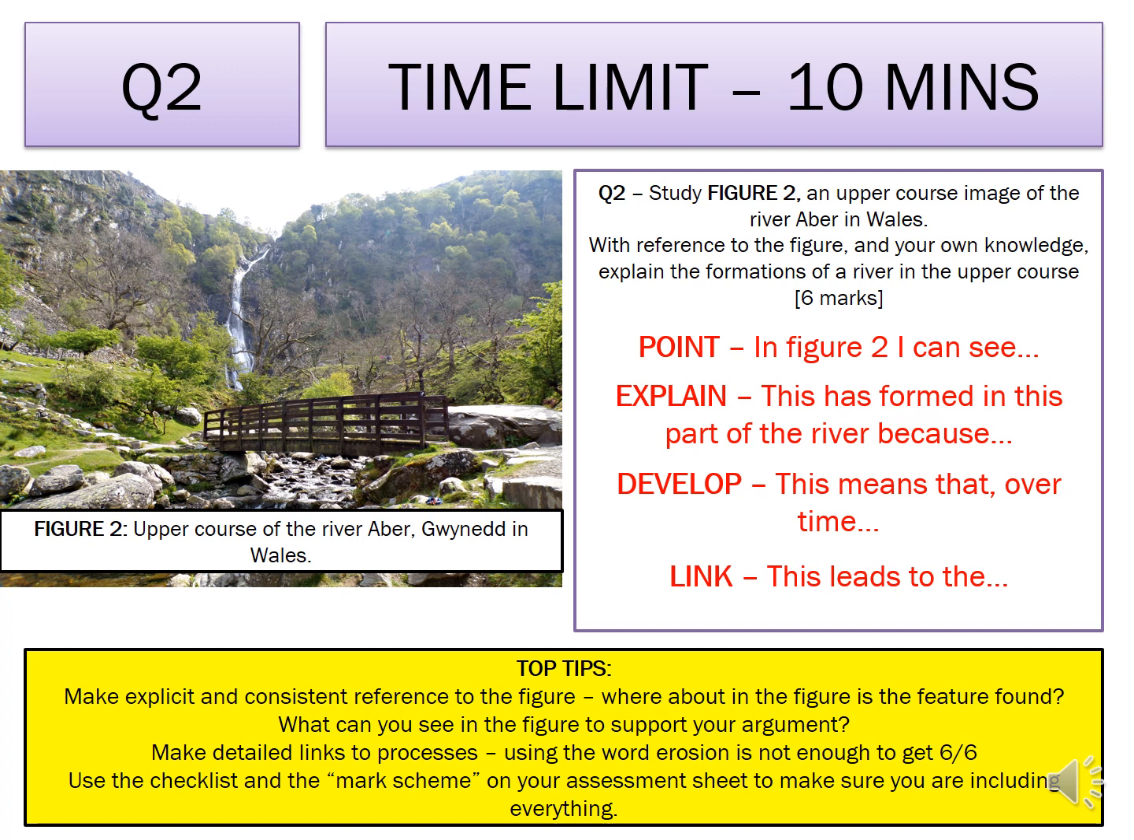Our top tips for formation questions then is that it has to make explicit and consistent reference to the figure. Whereabouts in the figure is the feature found? What can you see to support it? You are making detailed links to processes. Using the word erosion will not get you 6 out of 6. It won't even get you 3 out of 6. And use the checklist and the mark scheme that is on your assessment sheet to make sure that you are including everything.